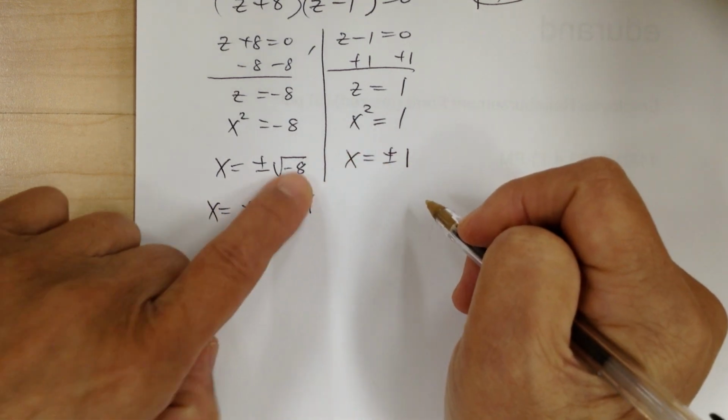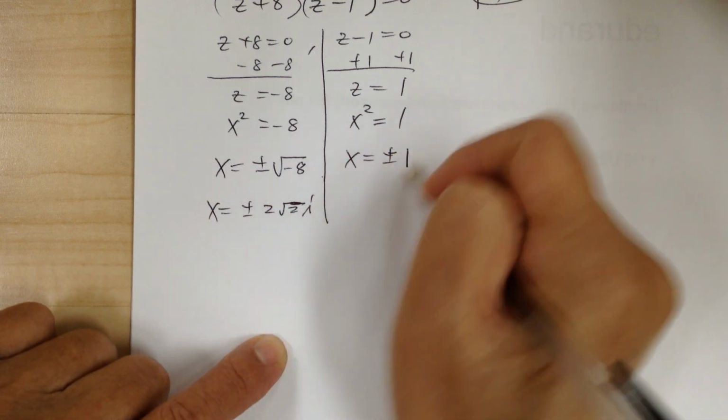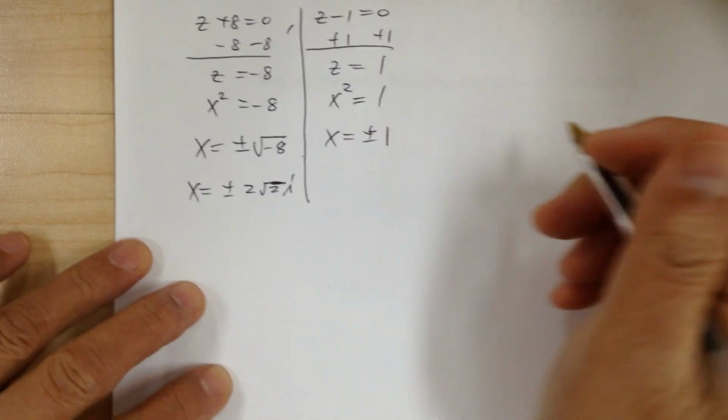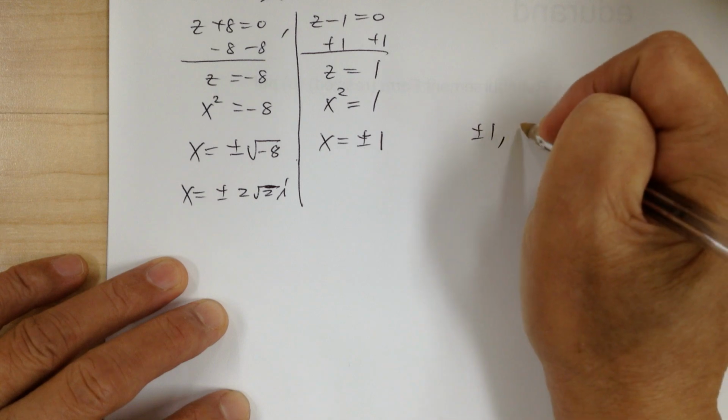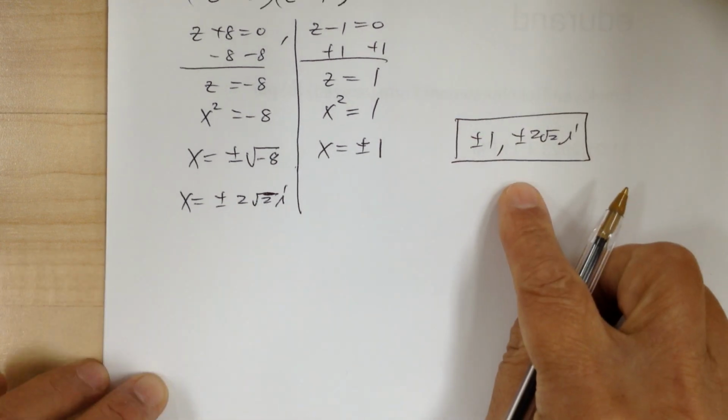Again, square root of 8 is 2 square root of 2. Square root of negative 1 is i. And this one is done already. So your answer would be plus or minus 1, plus or minus 2 square root of 2i.